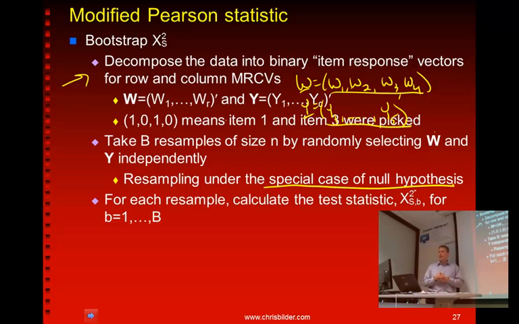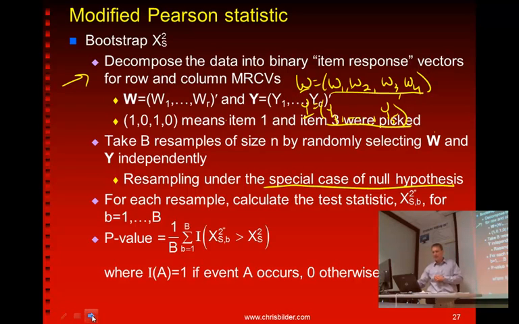So now for each resample, let's calculate my test statistic. Let's call it X squared SB, and then I'm going to put a star on it to say this is for the B3 sample. And then let's calculate a p-value. In other words, the proportion of these X squared stars that are greater than X squared. So simple proportions.